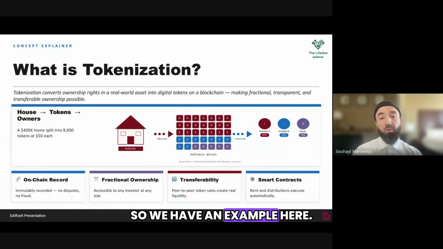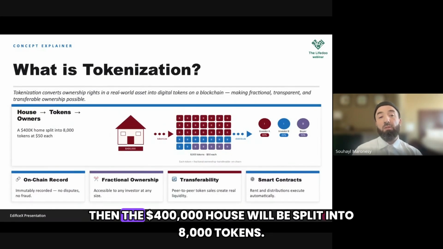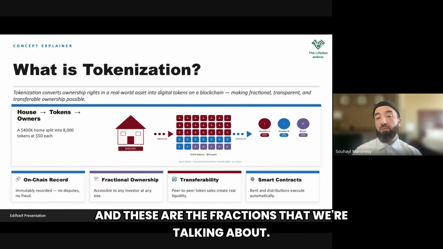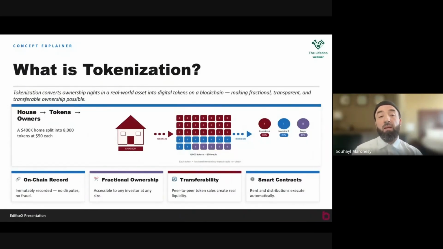So we have an example here. Let's say there's a $400,000 house, and each token is going to cost $50. Then the $400,000 house will be split into 8,000 tokens. And these are the fractions that we're talking about. And you can have multiple investors coming in and buying these tokens.